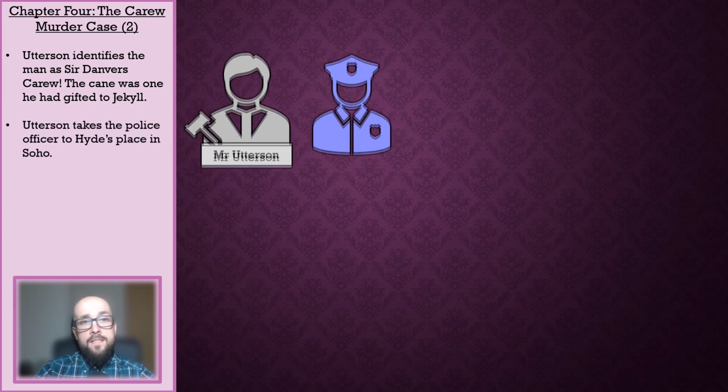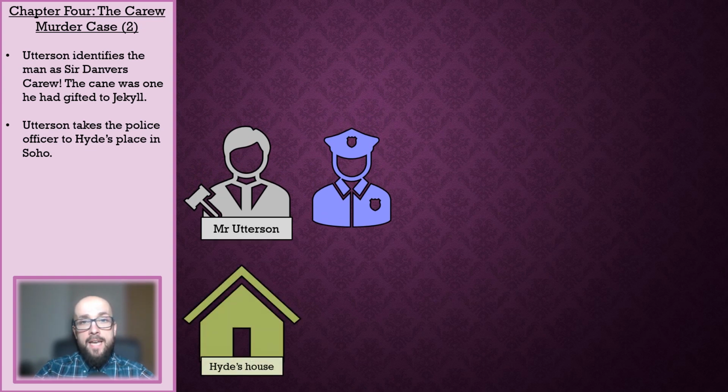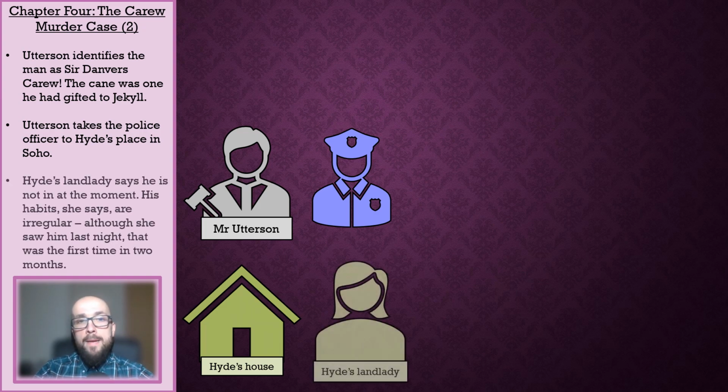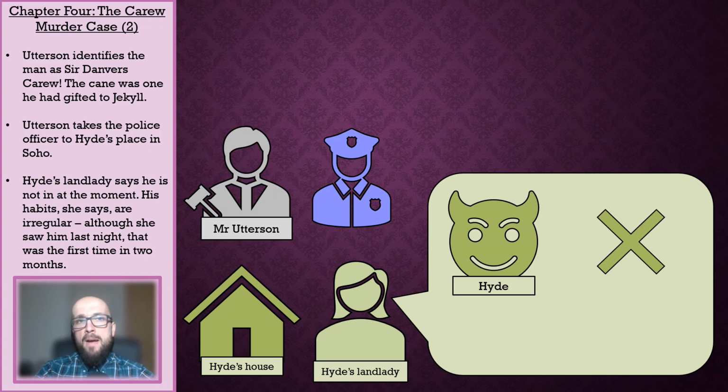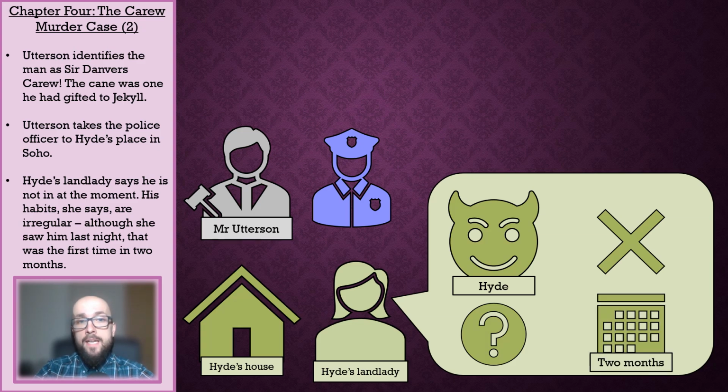As such, Utterson takes the police officer investigating this case over to Hyde's place in Soho. As they navigate London's streets, which are bustling with working class people and activities, a thick fog descends upon them. Once they get to Hyde's place, they meet his landlady, who is old and apparently evil looking. She says that Hyde is not in at the moment and that his habits are quite irregular, for although she saw him last night, the night of the murder, she had not in fact seen him for 2 months before then.